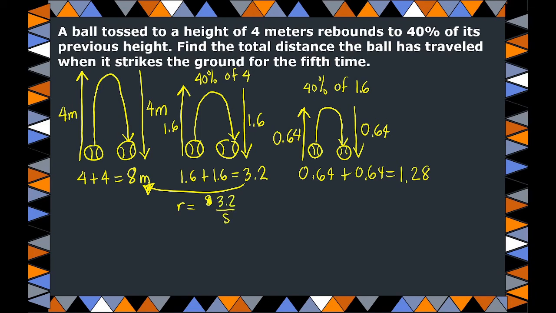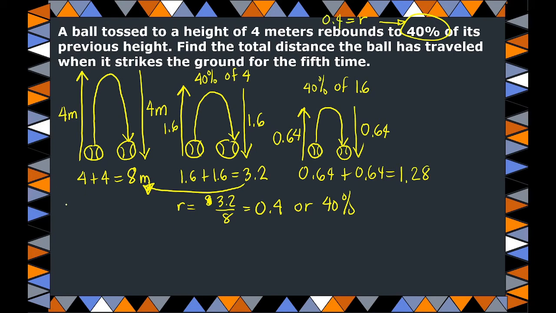3.2 divided by 8, how much do I get? We will be getting how much? 3.2 divided by 8. That's 0.4. 0.4, that's simply 40%, which is given in our problem. So this one here is already the common ratio, which is equal to 0.4.